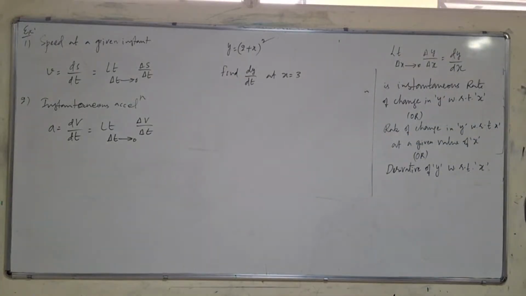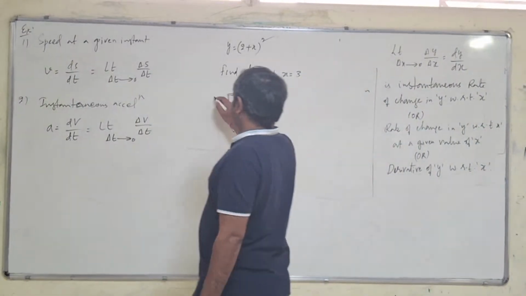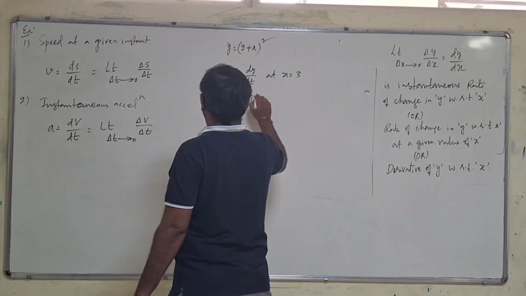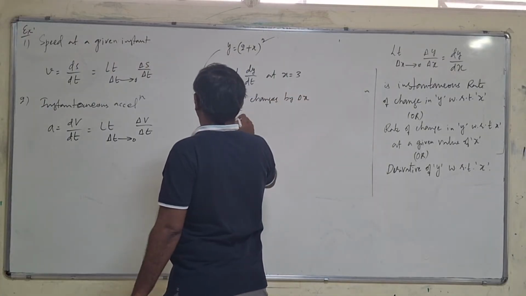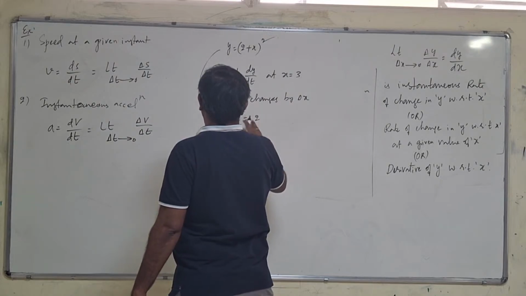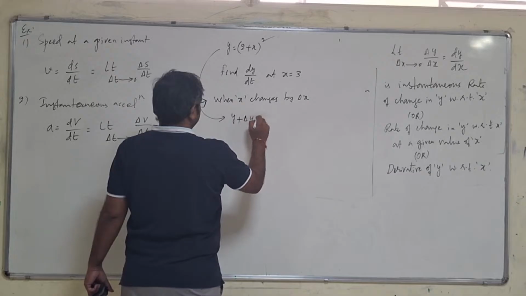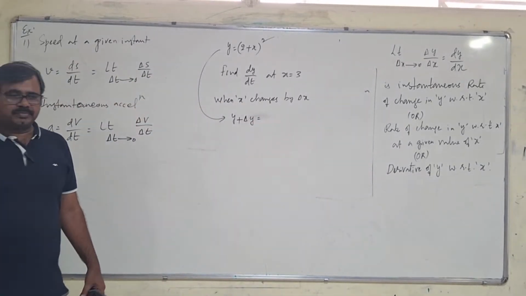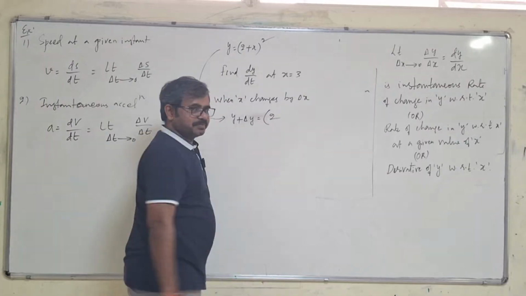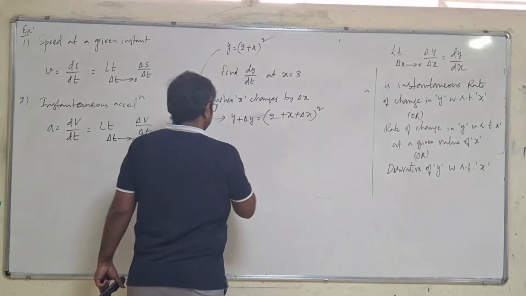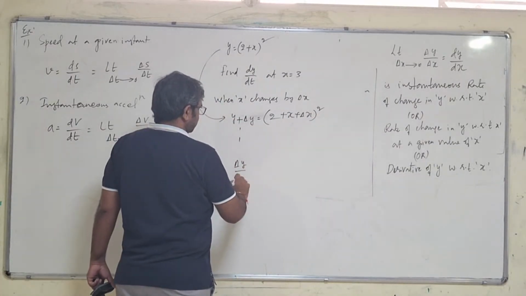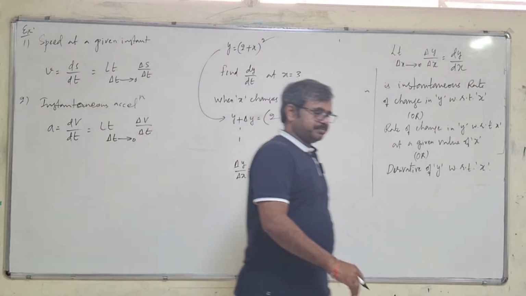First, we will find delta y by delta x, the general expression for delta y by delta x. When x changes by delta x, how do we write this? y plus delta y is equal to, yes, please tell me, 2 plus x plus delta x whole square. Simplify and get delta y by delta x for me.